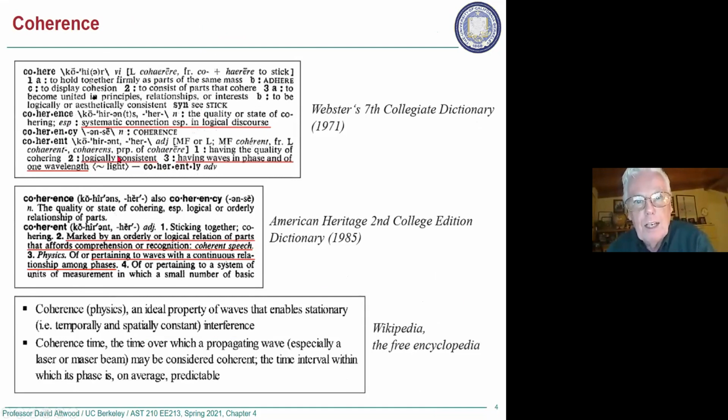Or a logically consistent relationship, having waves in phase and out of phase at a certain wavelength. So this is a more general use of the word, but our use of it fits in perfectly here. Okay, and so that's one measure of coherence, and we're going to look at, for instance, this is logically consistent, having a systematic connection.